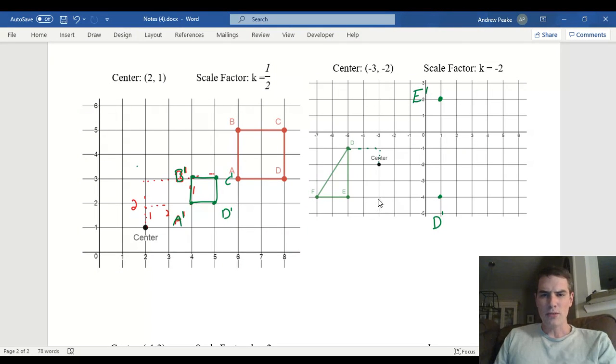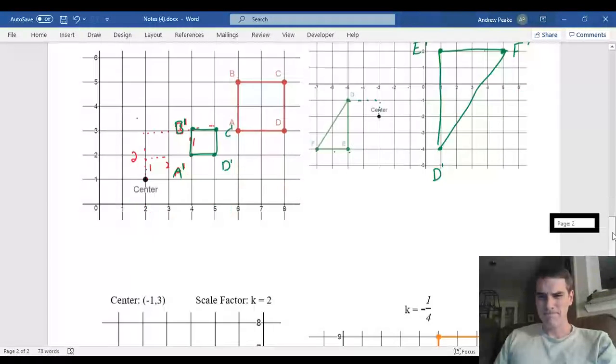For F prime, going down 2, and then 1, 2, 3, 4 to the right 4. So it'd be going up times 2, so it'd be up 4, and then we went to the left 4, so it'd be going to the right 8. 1, 2, 3, 4, 5, 6, 7, 8. All right, so that was F prime, it would land up there. So we'd have, it should be double the size, but also you see since it's negative here, we have that 180-degree rotation as well. So your triangle should be, you see, rotated over.